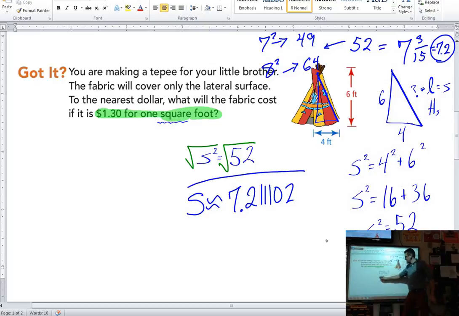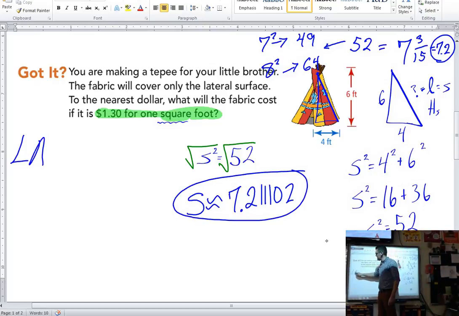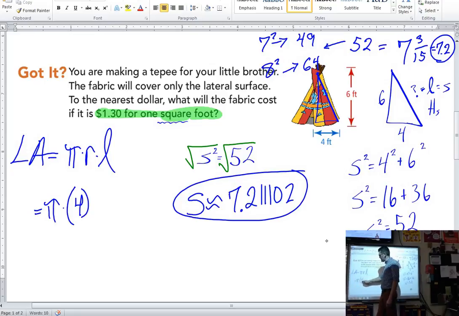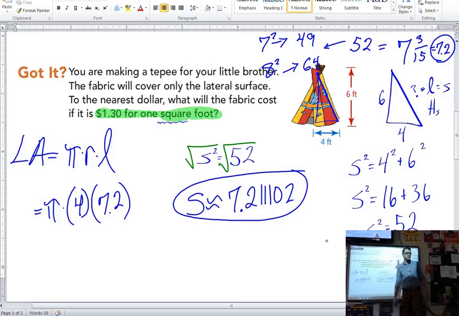So now that we know this, I can set up my formula for lateral area of a cone, which is just pi times radius times slant height. The radius of the base we were told was 4. My slant height is approximately 7.2. And we only have one TP. So our lateral area is going to equal 28.8 what?